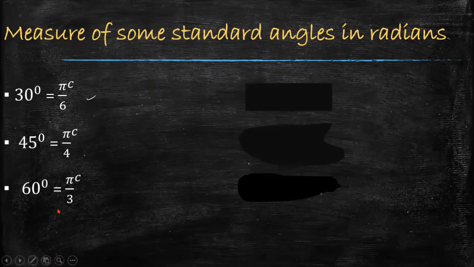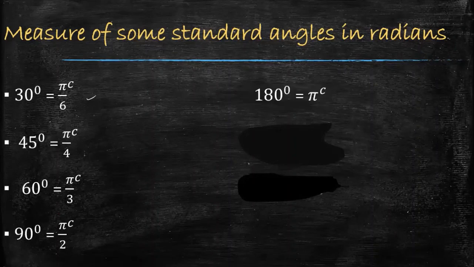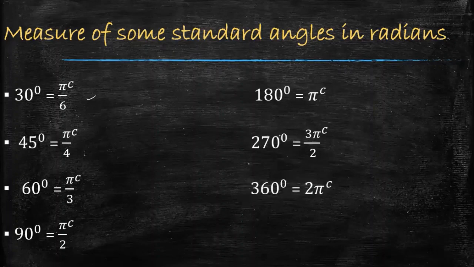90 degrees will be pi by 2 radians. Then 180 degrees is pi radians. 270 degrees is 3 pi by 2 radians. Then 360 degrees is 2 pi radians. So these are some angles. This is a minimum list. You must know these angles in radian measure so that it will be easier for you to work out the problems of trigonometry later.